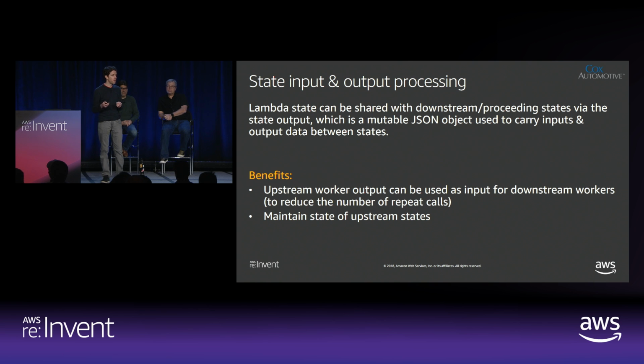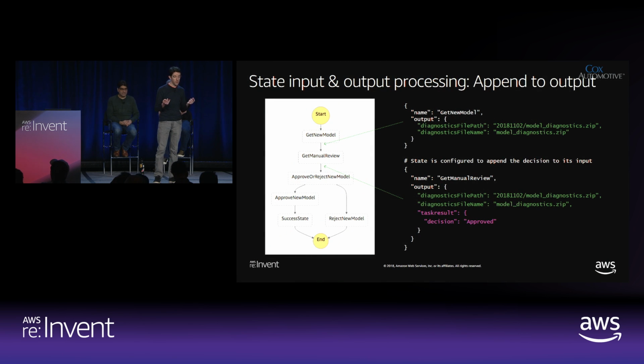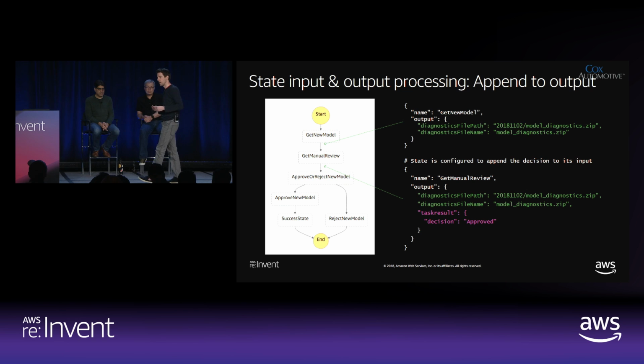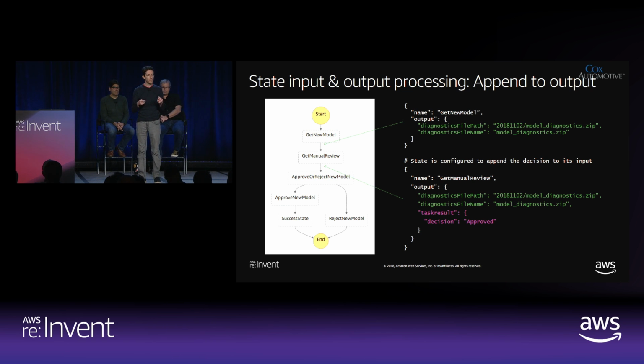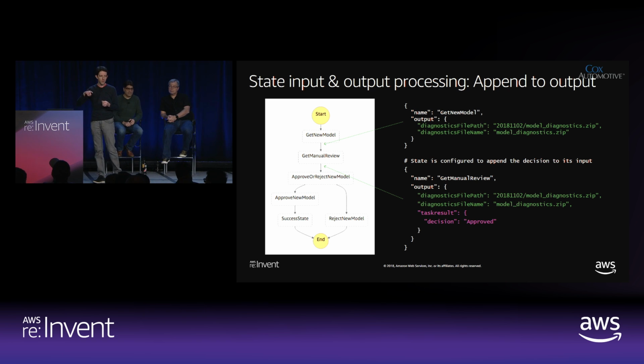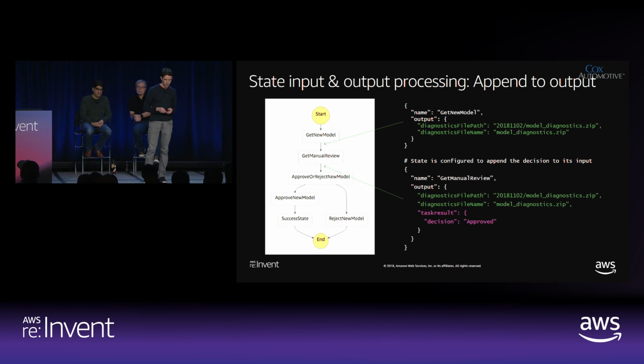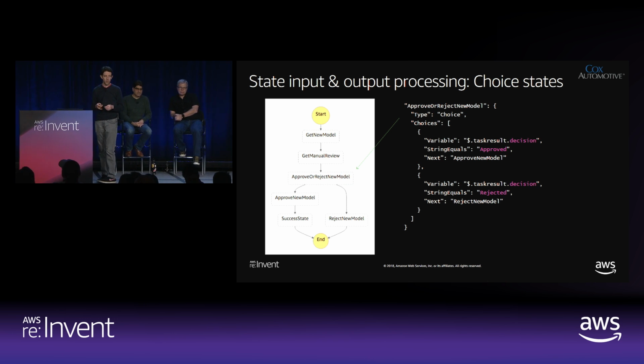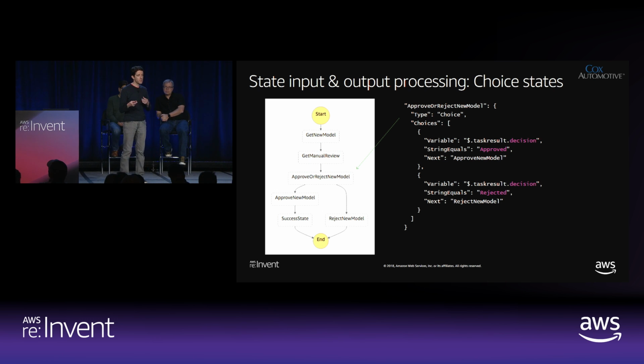And if we need to know information about the history of how a Lambda executed, we can also pass that through as output. So this is what it looks like as output from the state machine. Get new model has diagnostics file path and diagnostics file name as its output. Because it has that data as its output, that's the input to get manual review. And get manual review, as I mentioned, is the state that is responsible for both sending the email and getting the reply from the data scientist. So when that reply comes in, we append the task result with his or her decision, and then keep flowing through the state machine. And this approve or reject new model state is basically a choice state, and it's looking for an object called task result and a parameter called decision, and then just doing a string comparison to determine whether it's approved or rejected.